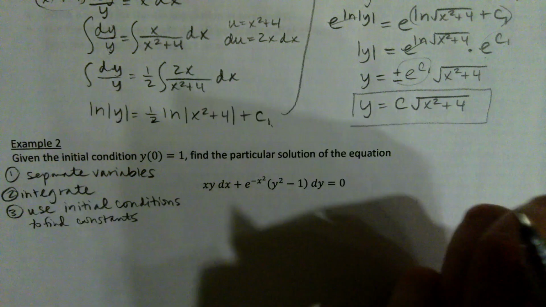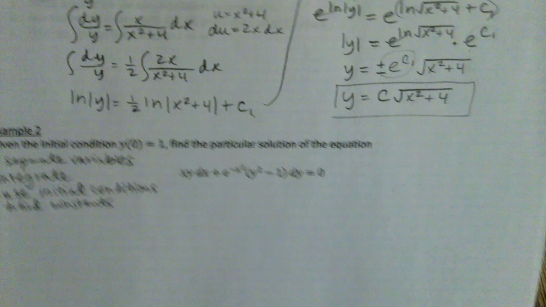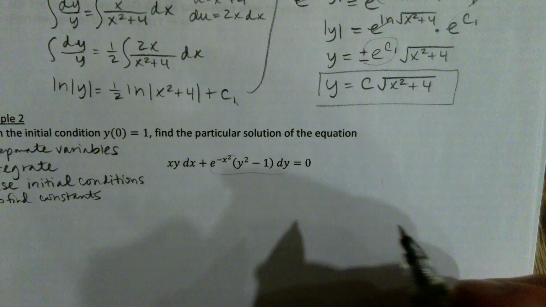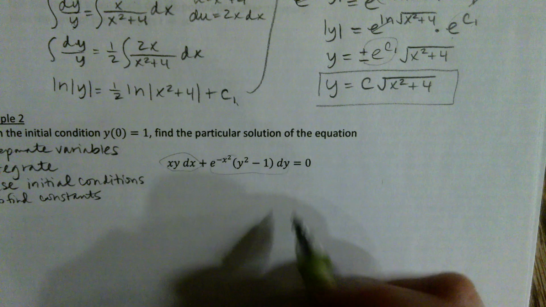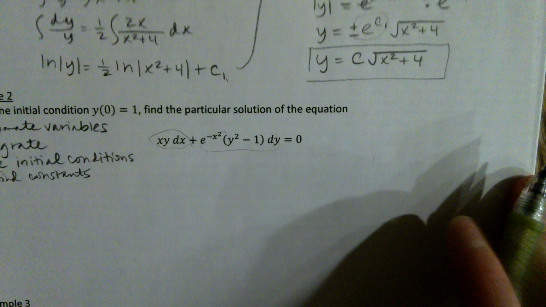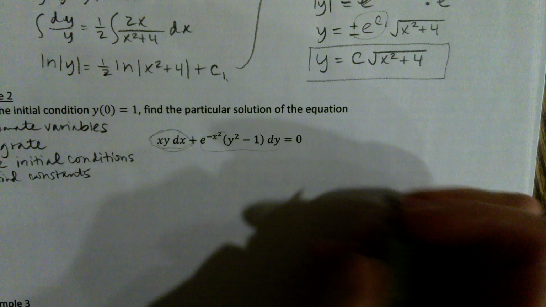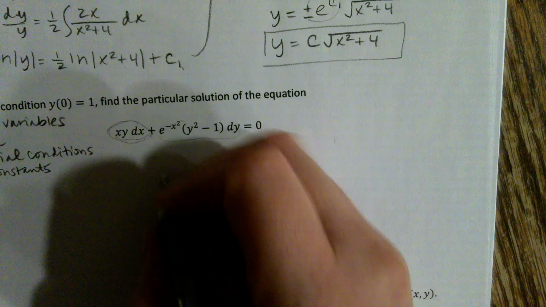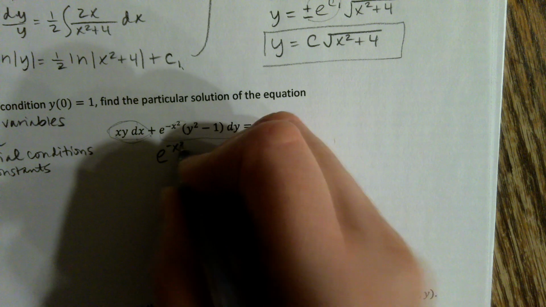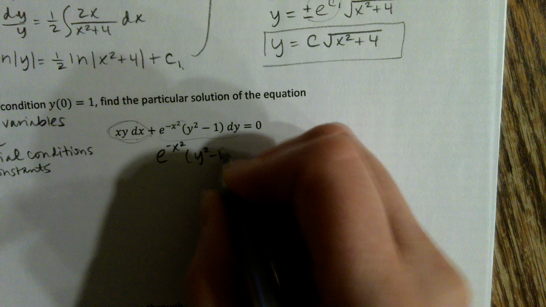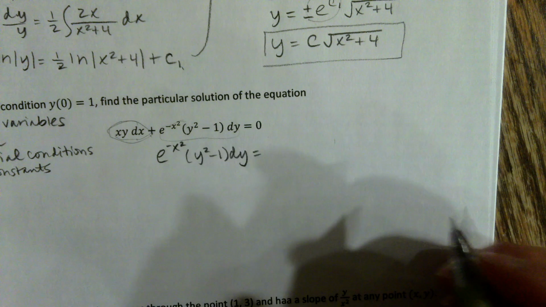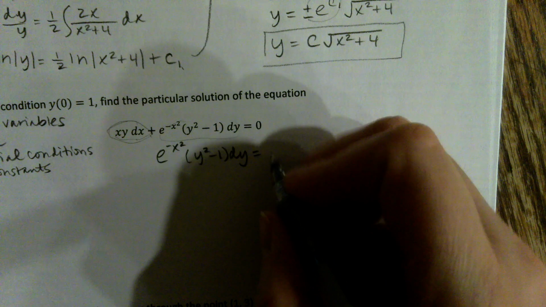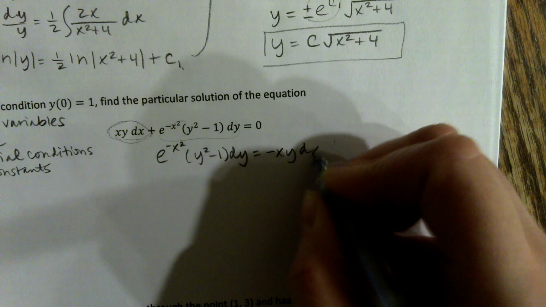Okay, so this one looks absolutely like a mess. I see a bunch of stuff with x and y all kind of multiplied here, and multiplied over here. But the big issue is that plus sign. So I want to subtract this piece to the other side, just because it's shorter looking, and I want the dx over on that side anyway. Then I would have e to the negative x squared times y squared minus 1 dy equals negative xy dx.